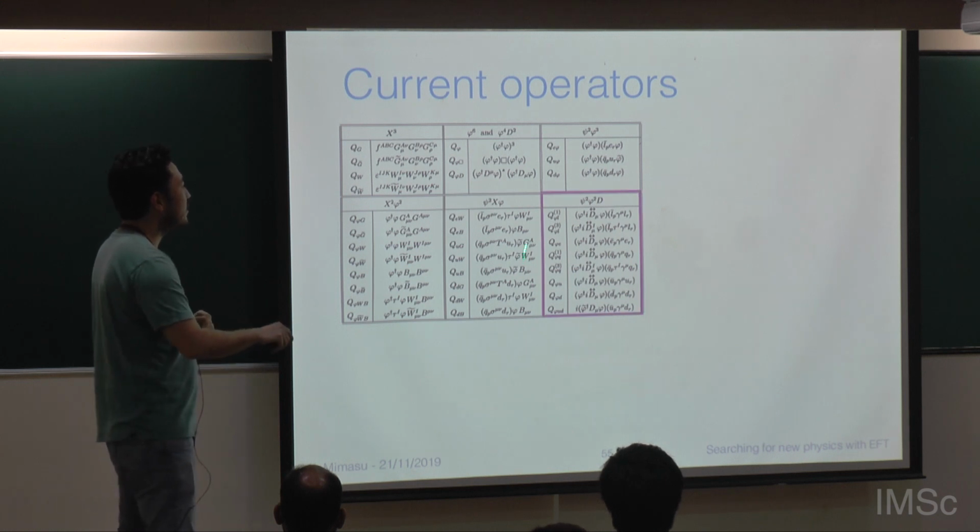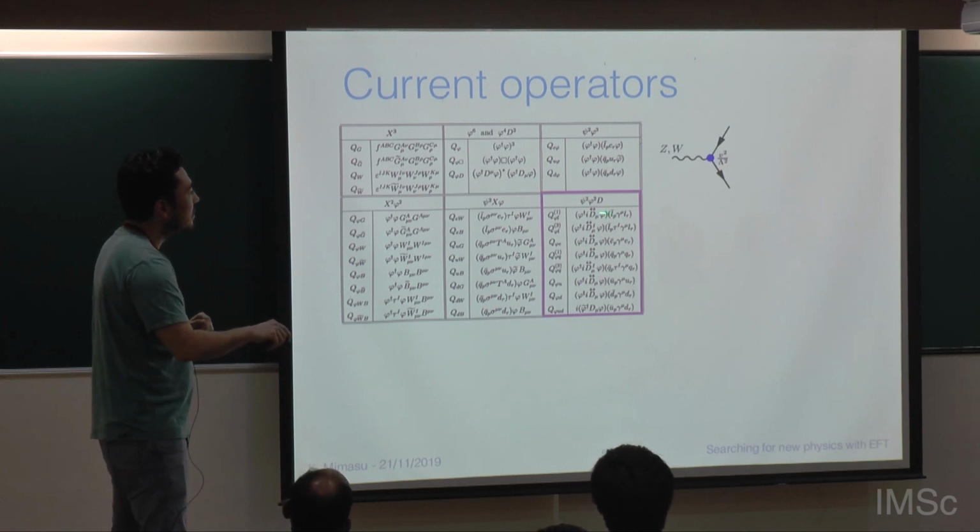So these current operators are interesting because, essentially, you see that if I set the Higgs to its VEV in any of these, I end up with a covariant derivative times the current.